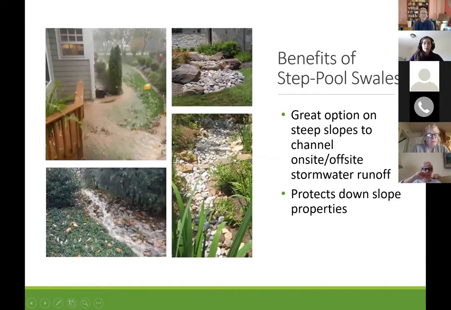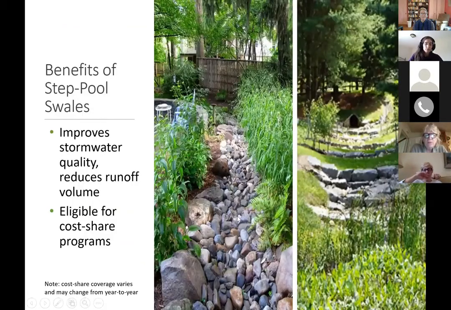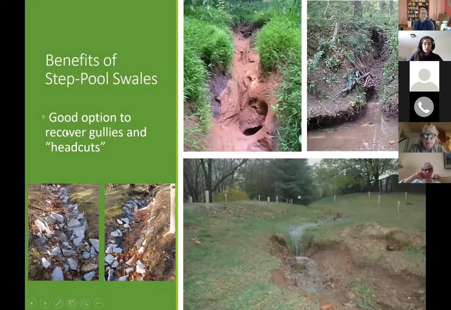So step pools, if you have a steep slope, you really might need to have that rock reinforced channel if it's a shorter and steeper area, because the vegetation just won't hold up to the velocity of flow moving through there. Much of this is the same as we talked about with the dry swale. Step pools can really be used to recover from pretty drastic situations, so gullies or head cuts that might be occurring in the landscape. These systems might be able to be installed.